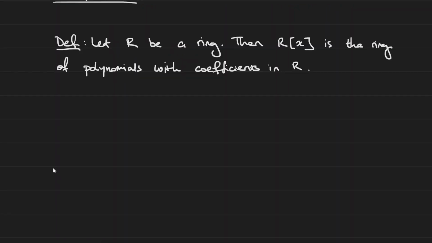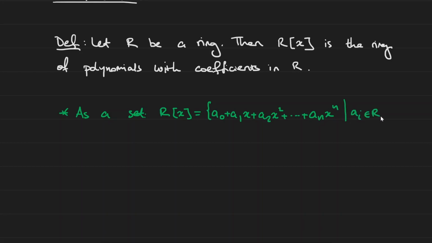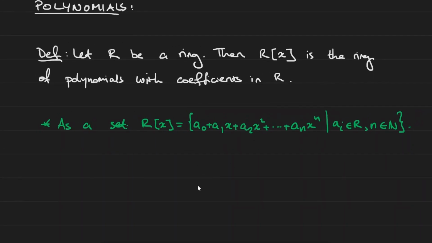So from one ring, we can create a brand new ring. To have a ring, first of all, we need to define what the set is. So as a set, what does this guy look like? R[x] is going to be the set of objects of the following form: a0 plus a1x plus a2x squared plus ... plus anx to the n, where each of these ai's are ring elements, and also n has to be a natural number because polynomials can only have finite order. We're not working with power series or anything like that, although I will mention power series later.